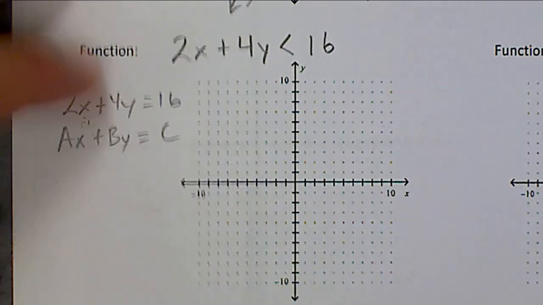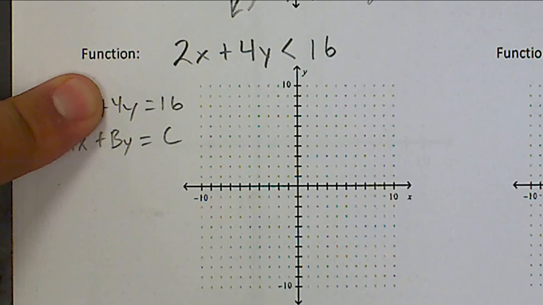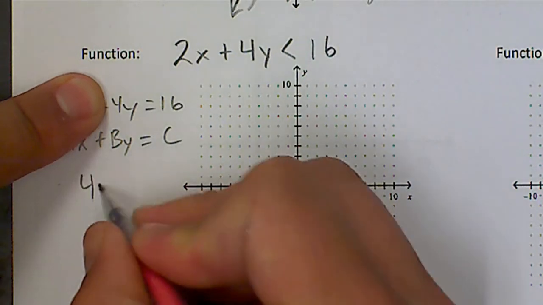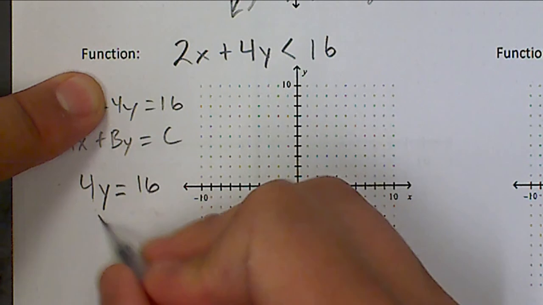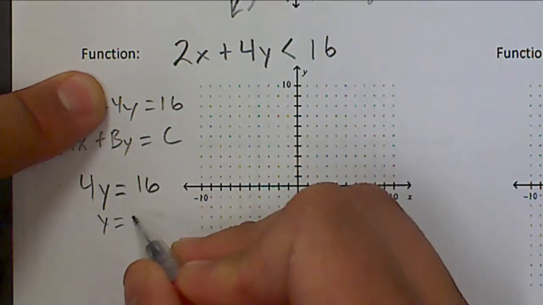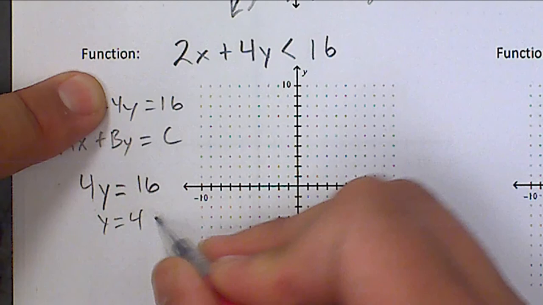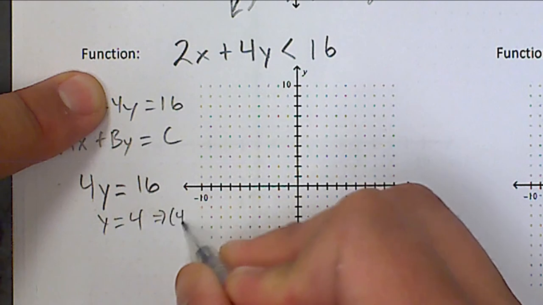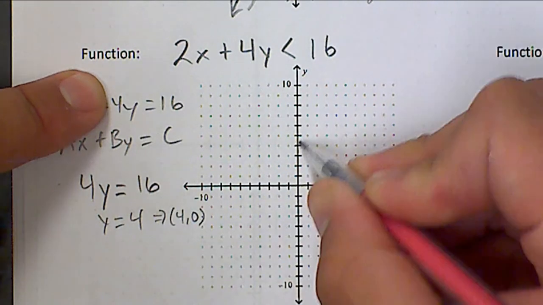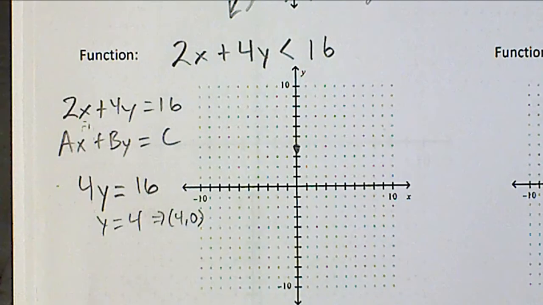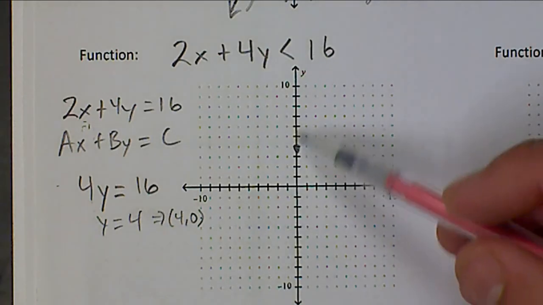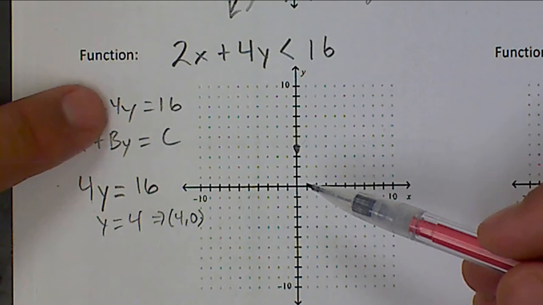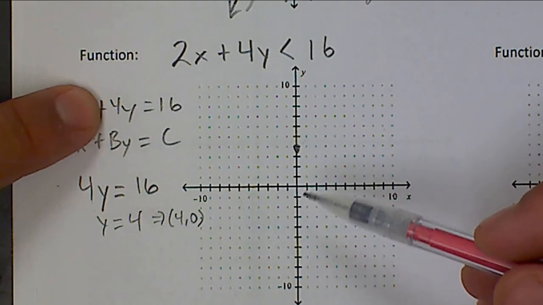If I do the cover-up method, I'm looking for the y-intercept. I have 4y is equal to 16, and if I solve for y, I get y is equal to 4, and that gives me a y-intercept of (0, 4). The reason that works is because for the y-intercept, x is equal to 0, so if I cover up everything with x, it's okay.